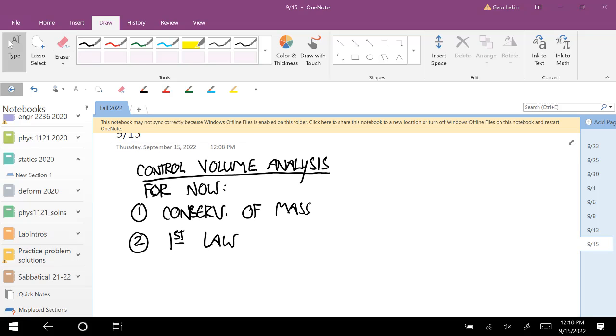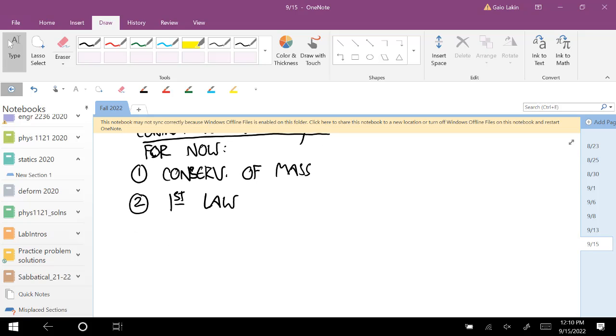And again, this control volume analysis is for when you have material coming in and out of a volume. It's hard to track the material. So instead of tracking the material, you're just paying attention to the volume, and then you have to take into account what's coming in and what's going out. Okay, so conservation of mass, or the mass balance.